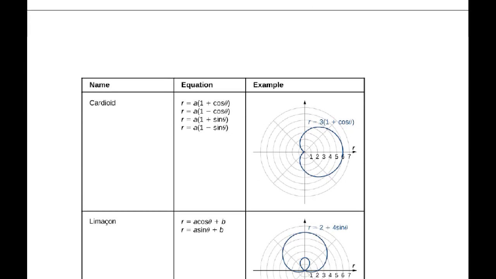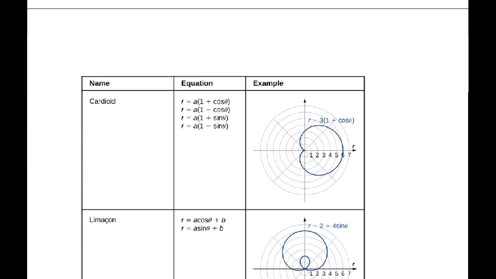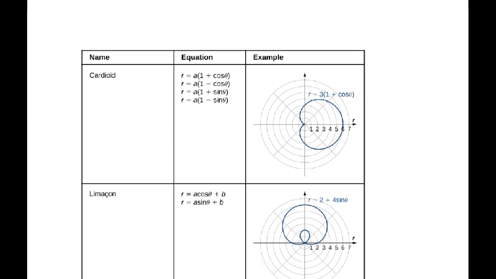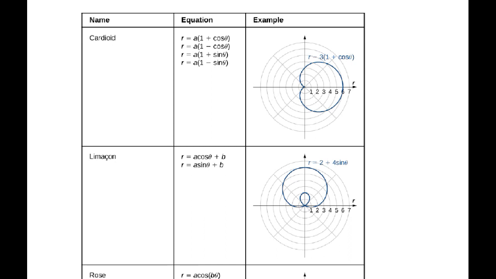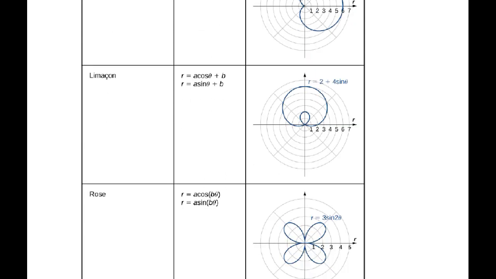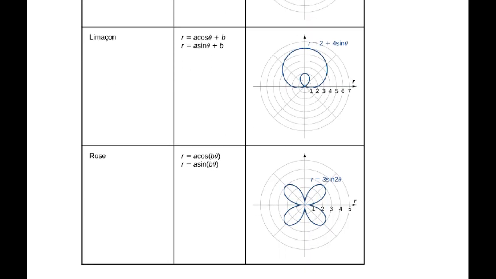The next is a cardioid. Okay, and there's the equation. They would look something like that. I do not know how to say this one, so I'm not even going to try. And then we have the roses, okay, which is 3 sine 2 theta.